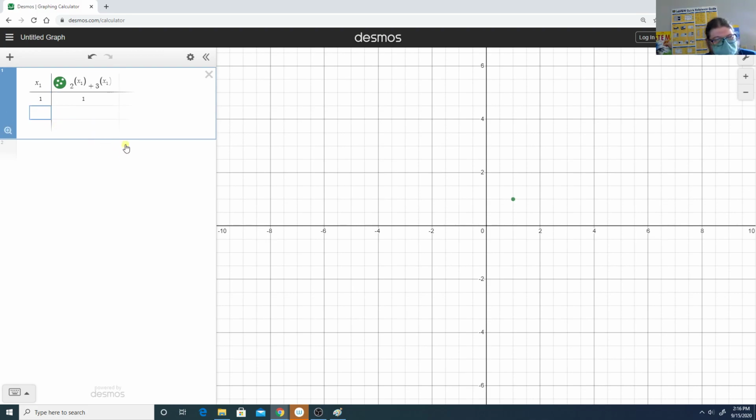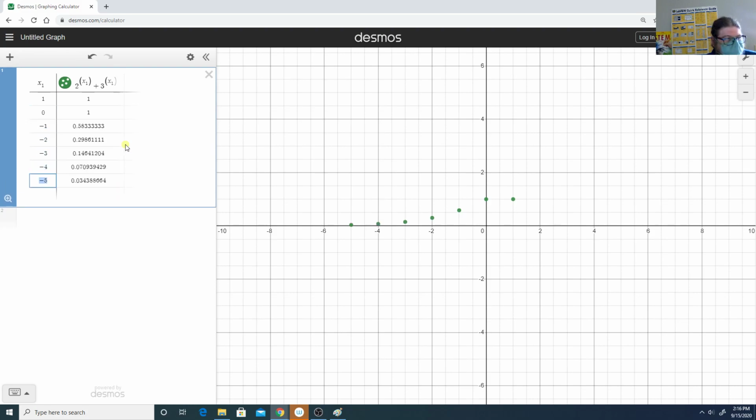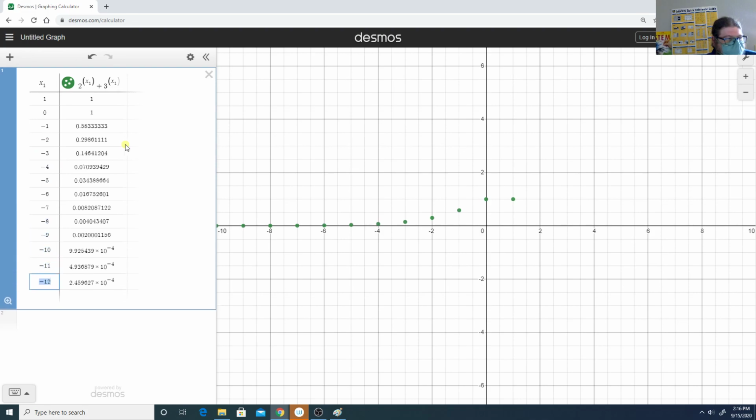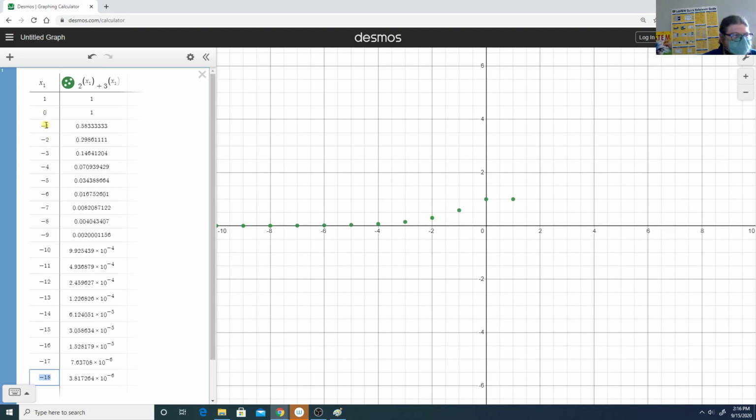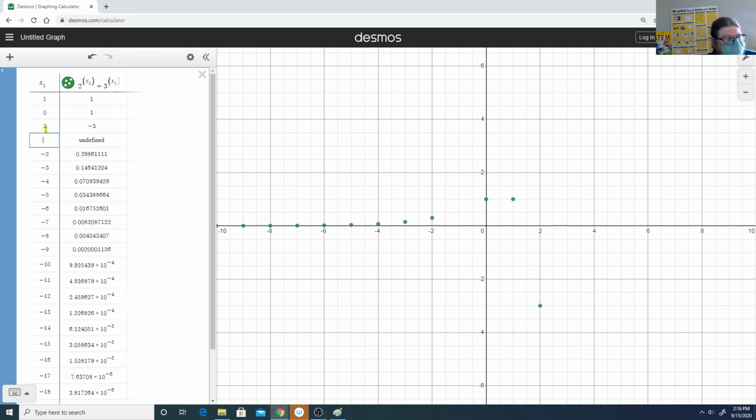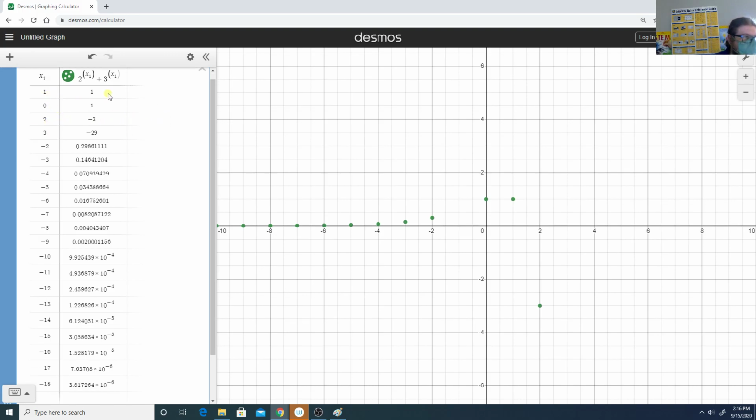We get 1. What about if we're 0? We get 1. Negative 1 gives us 0.5. Negative 2 gives us that. Let's see, maybe we can get to some negatives. Nope. Okay, let's look at some bigger values. What about 2 or 3? Okay, 2 gives us negative 3. That's what we want. So we're going to use 1 and 2.